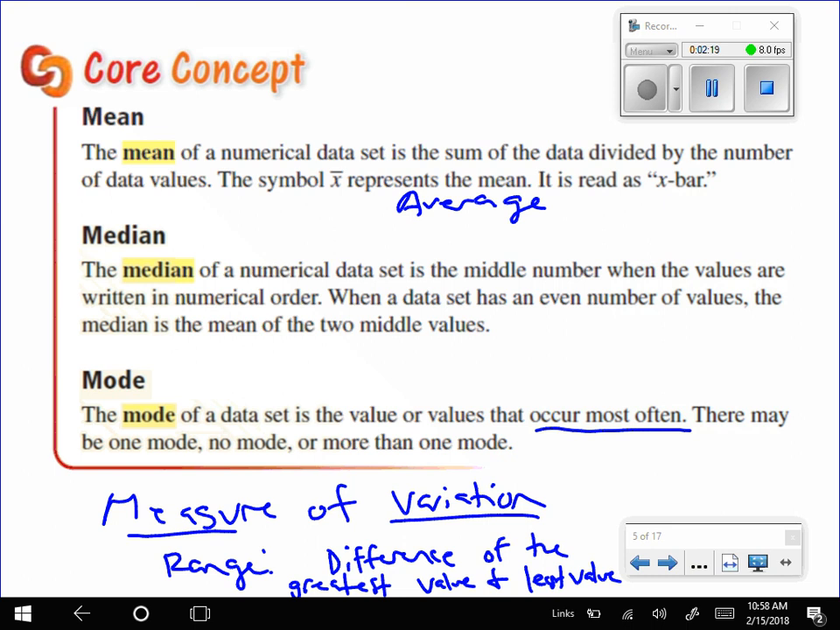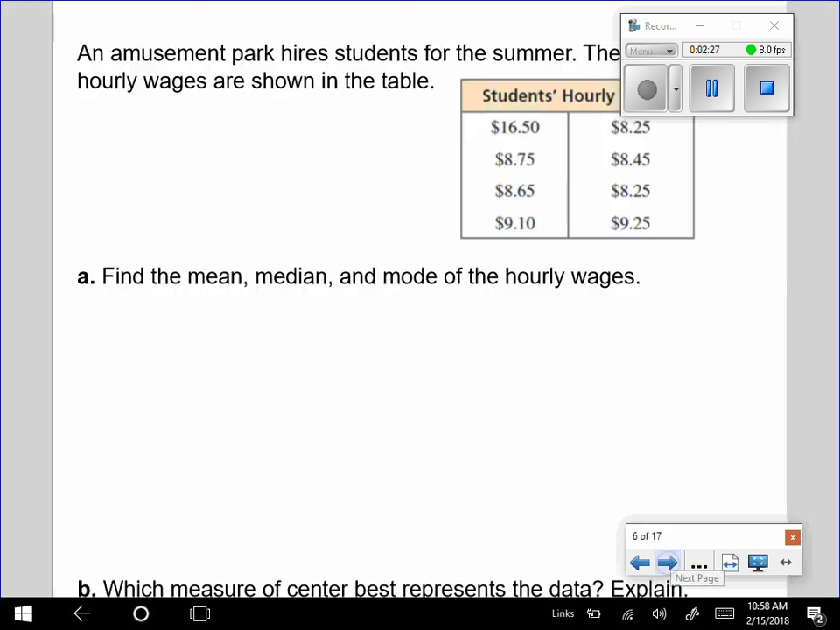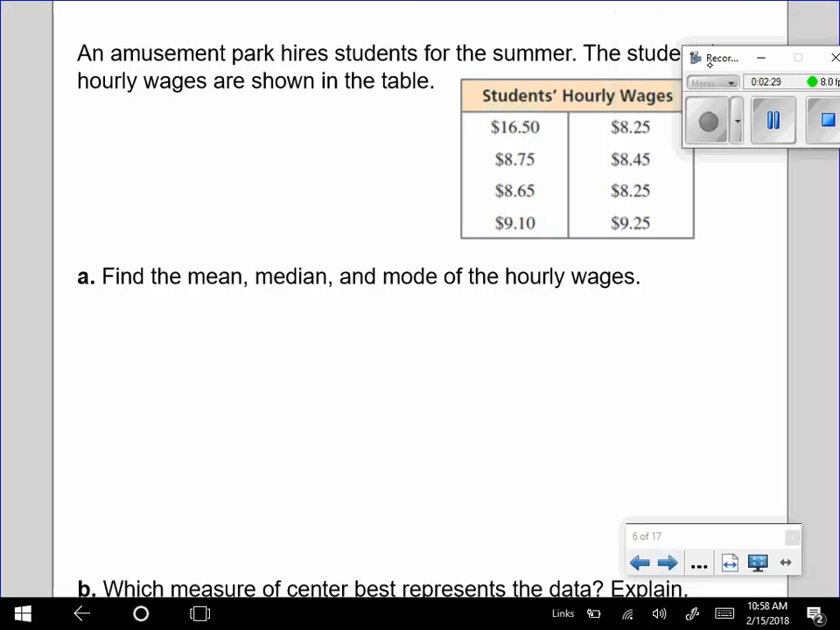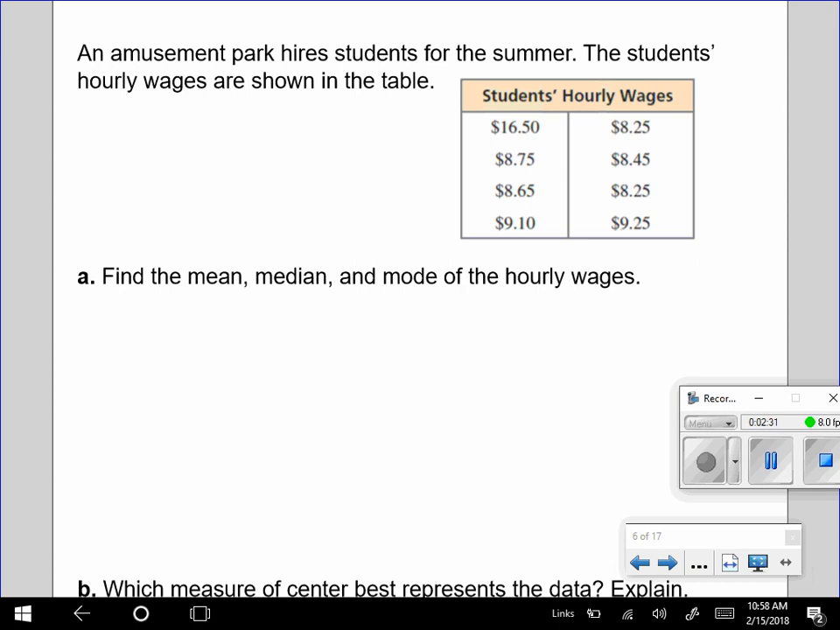Okay, so you've worked with these before, as we've stated, so we're just going to do a few examples. We're going to find all of these for our examples here, so hopefully you take a minute to write those down. This says, an amusement park hires students for the summer. The students' hourly wages are shown in the table below. So we have all of these hourly wages. It wants us to find the mean, median, mode of the hourly wages, and we'll also add in the range there just to get some good practice with that.